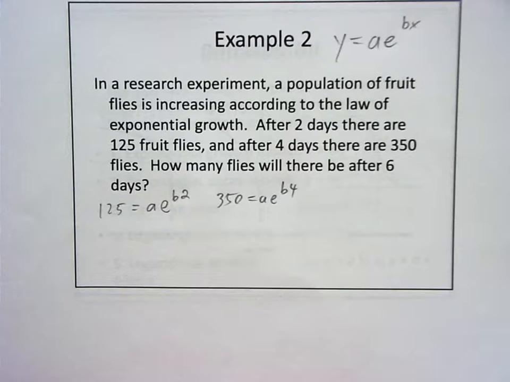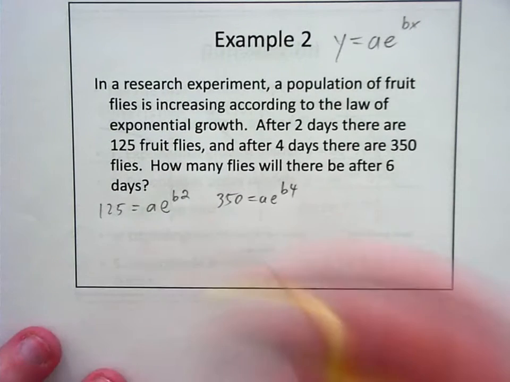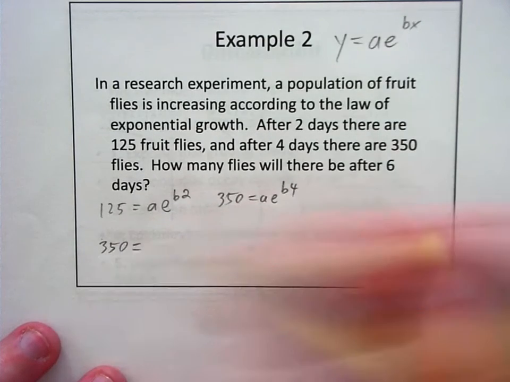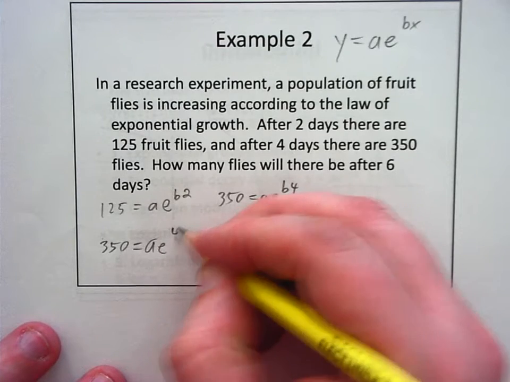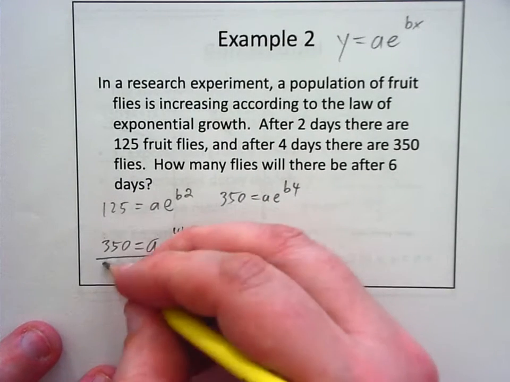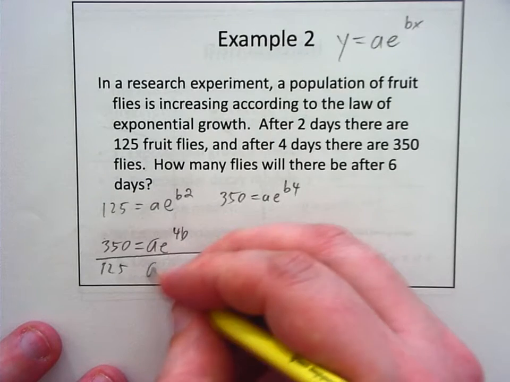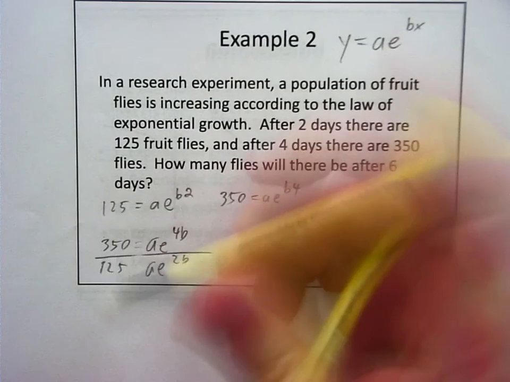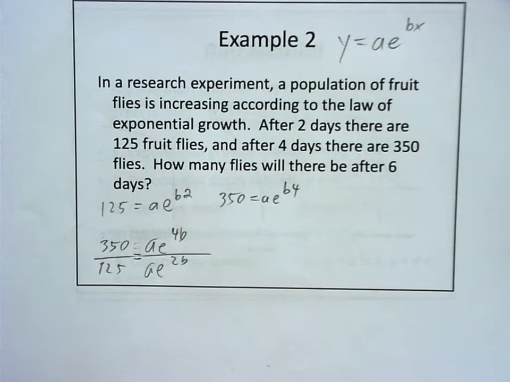The problem is, because it's not a normal quadratic or a normal linear statement, those you basically set them up so you have ax plus by equals c, and then subtract the two equations from each other, right? Here you can do the same type of thing, but because there's no addition or subtraction going on, you can actually do it with multiplication and division. So if I set up 350 equals ae to the 4b over 125, and I should have done that as two fractions, ae to the 2b. This statement would still have to be true because you're just dividing each side, right?